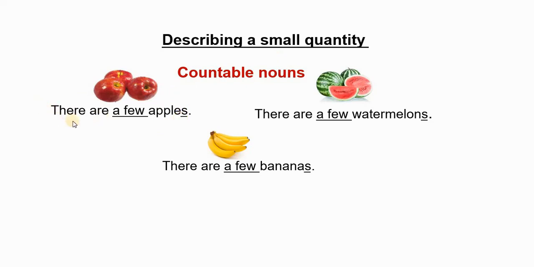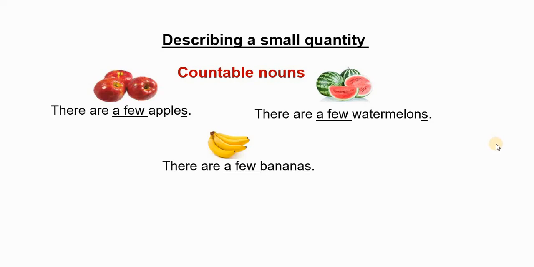So we say there are a few apples, and it is the same with watermelons. There are a few watermelons. It's a countable noun in the plural. So we add an S, watermelons. And the verb is also in the plural form. There are a few watermelons.